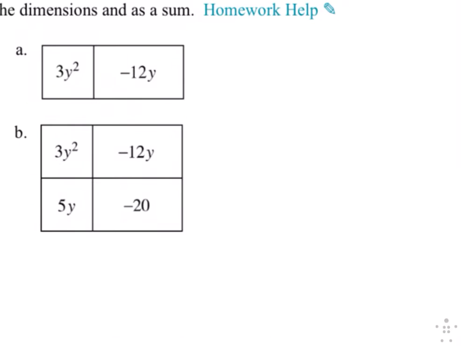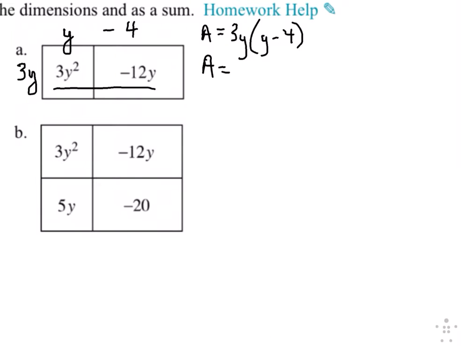Okay, so for A, we have 3y squared. The way we can get 3y squared is we can take 3y times y here. That's 3y squared. And then 3y times what is negative 12y? Minus 4, right? So the area for this one equals 3y times y minus 4, and that comes out to be, if I just add these areas, 3y squared minus 12y.